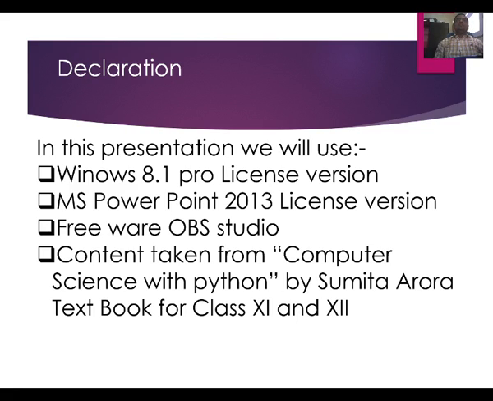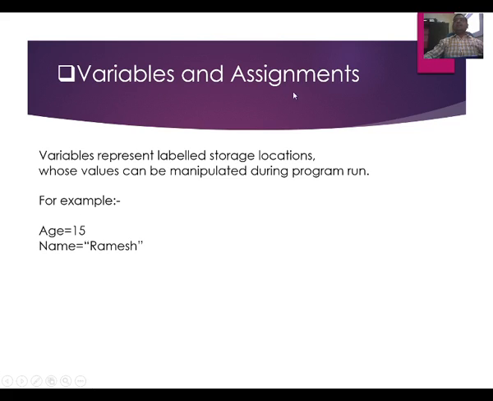Now, we are going to learn our first topic, variables and assignments. What are variables? Variables represent labeled storage location. Storage location means memory location where we store our values, whose values can be manipulated during the program run. That means we can change the values of a variable during the execution of the program. For example, age is a variable that contains the value 15, and another variable name contains the value Ramesh.